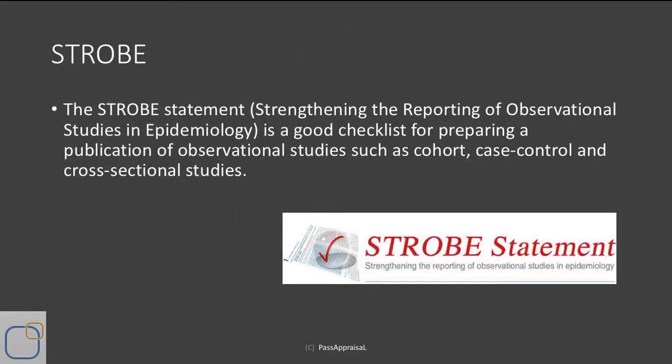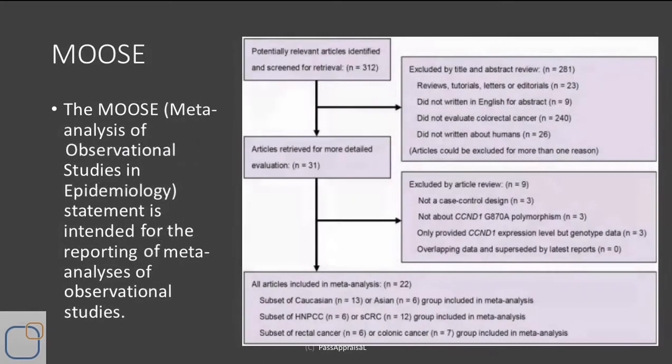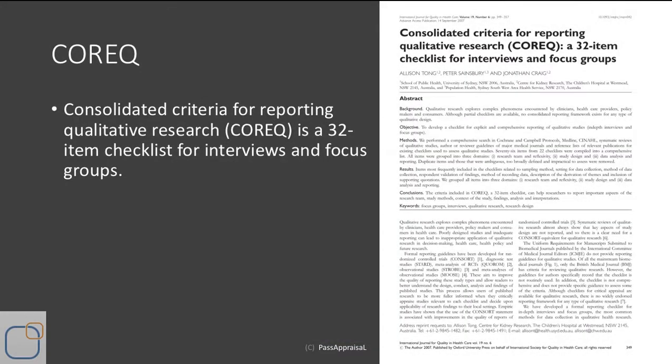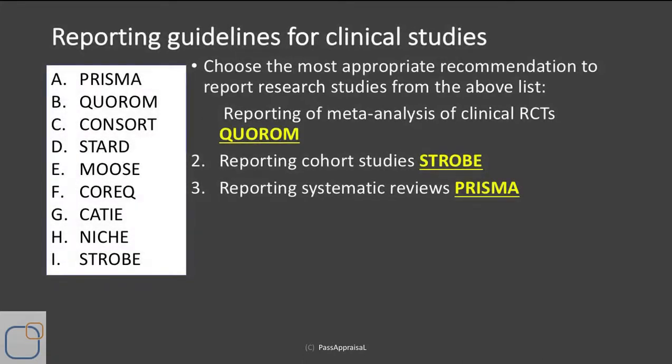STROBE stands for Strengthening the Reporting of Observational Studies in Epidemiology. So this is a good checklist for preparing papers on observational studies. That includes cohort, case control, and cross-sectional studies. MOOSE stands for Meta-Analysis of Observational Studies in Epidemiology. This statement is intended for helping people who report meta-analysis of observational studies. COREQ stands for Consolidated Criteria for Reporting Qualitative Research. And this is a 32-item checklist for interviewers and also for focus groups.